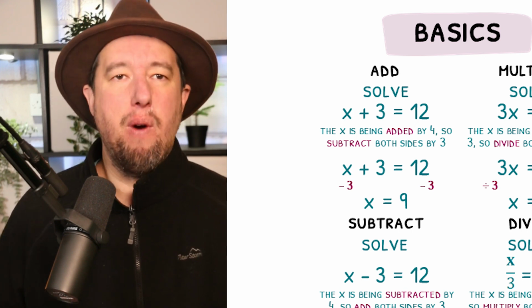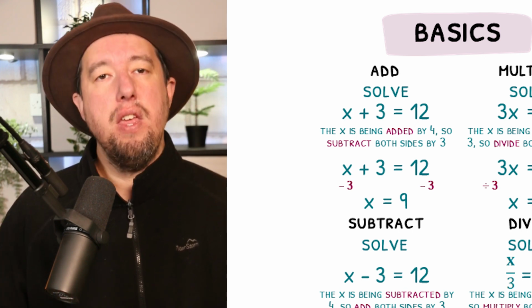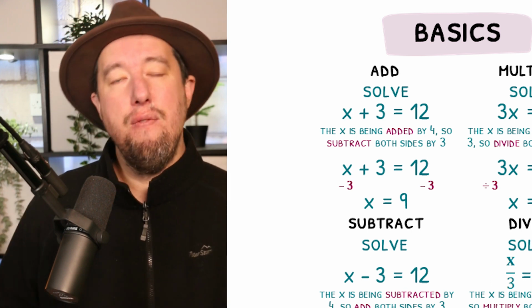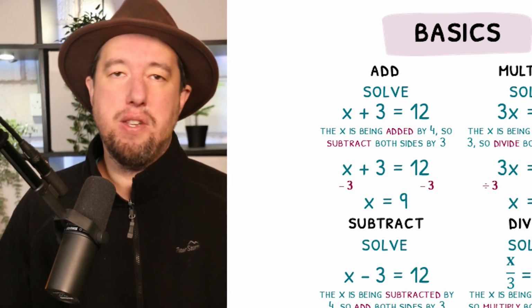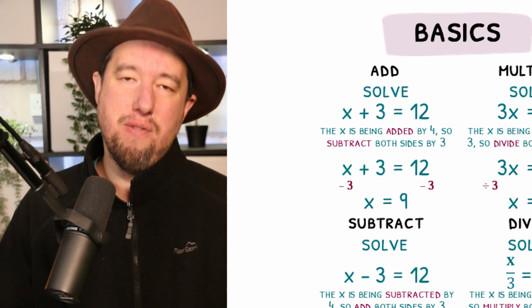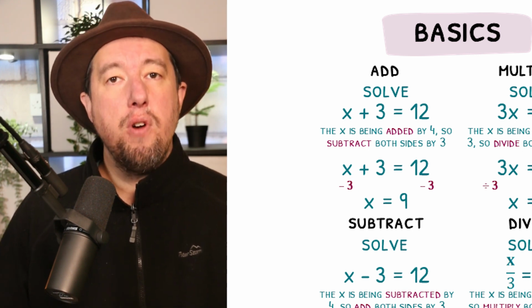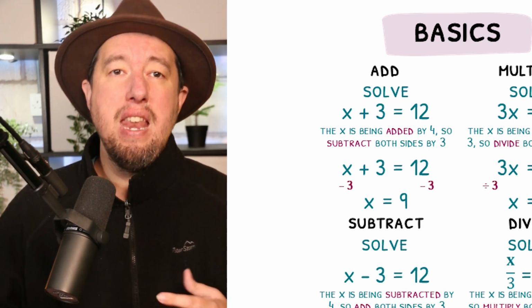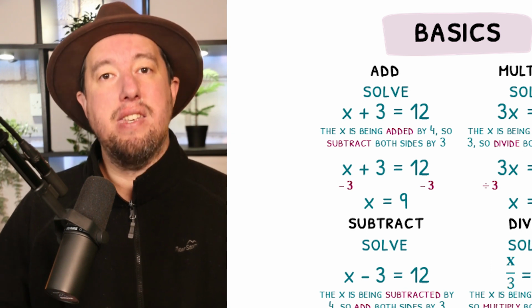This is a fancy way of saying the opposites. The inverse of add is subtract, and the inverse of subtract is add. The inverse of multiply is divide, and the inverse of divide is multiply. When we solve equations, we are looking at doing the inverse of everything that is done to the letter.